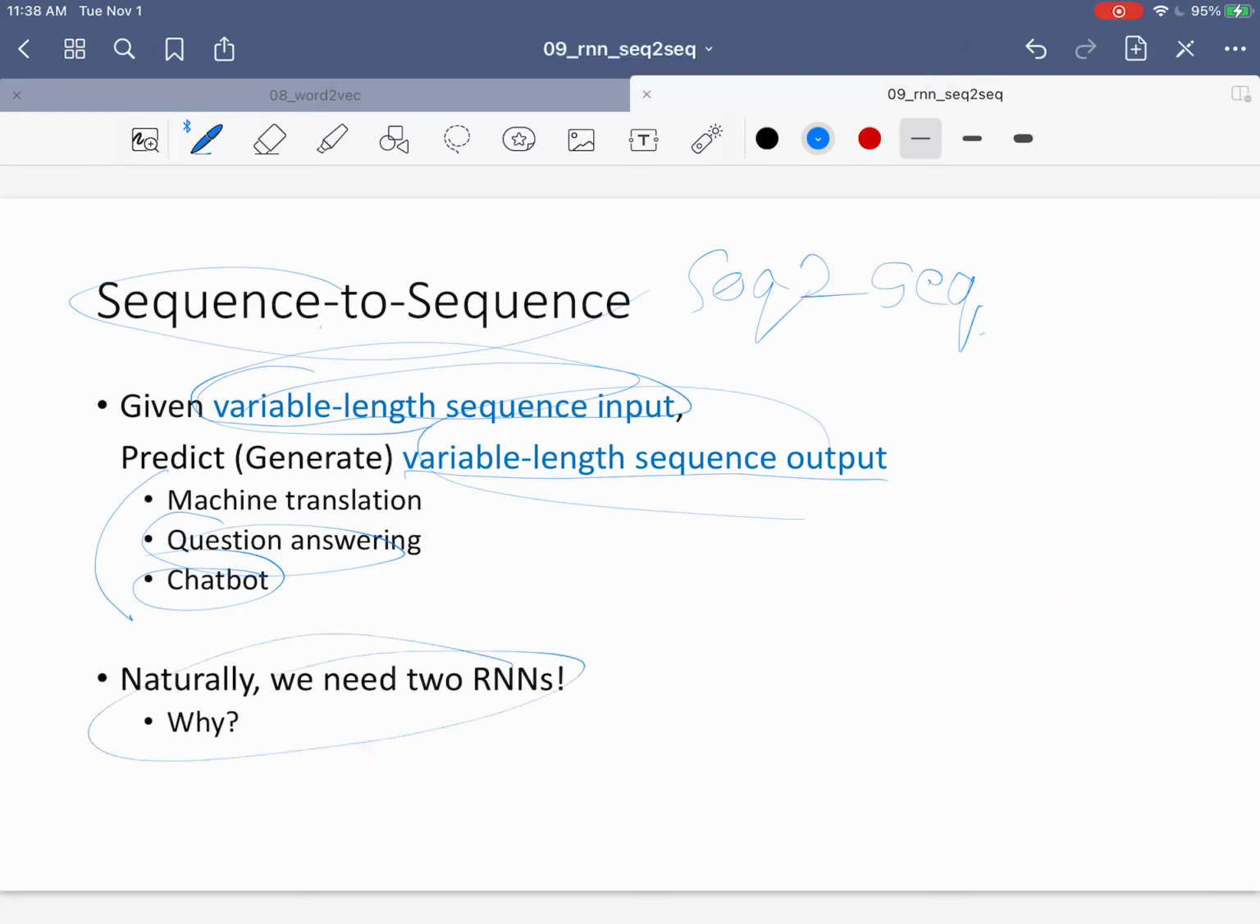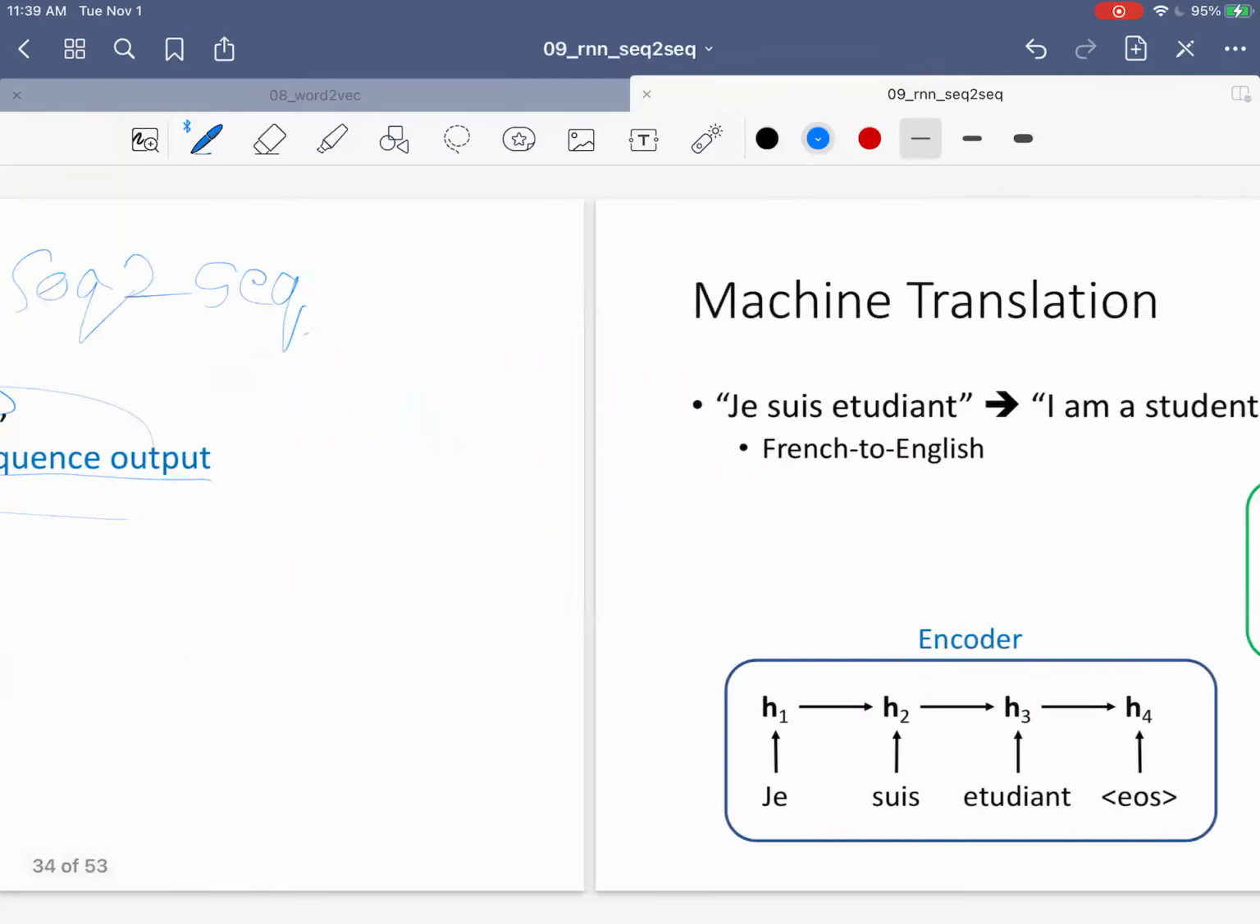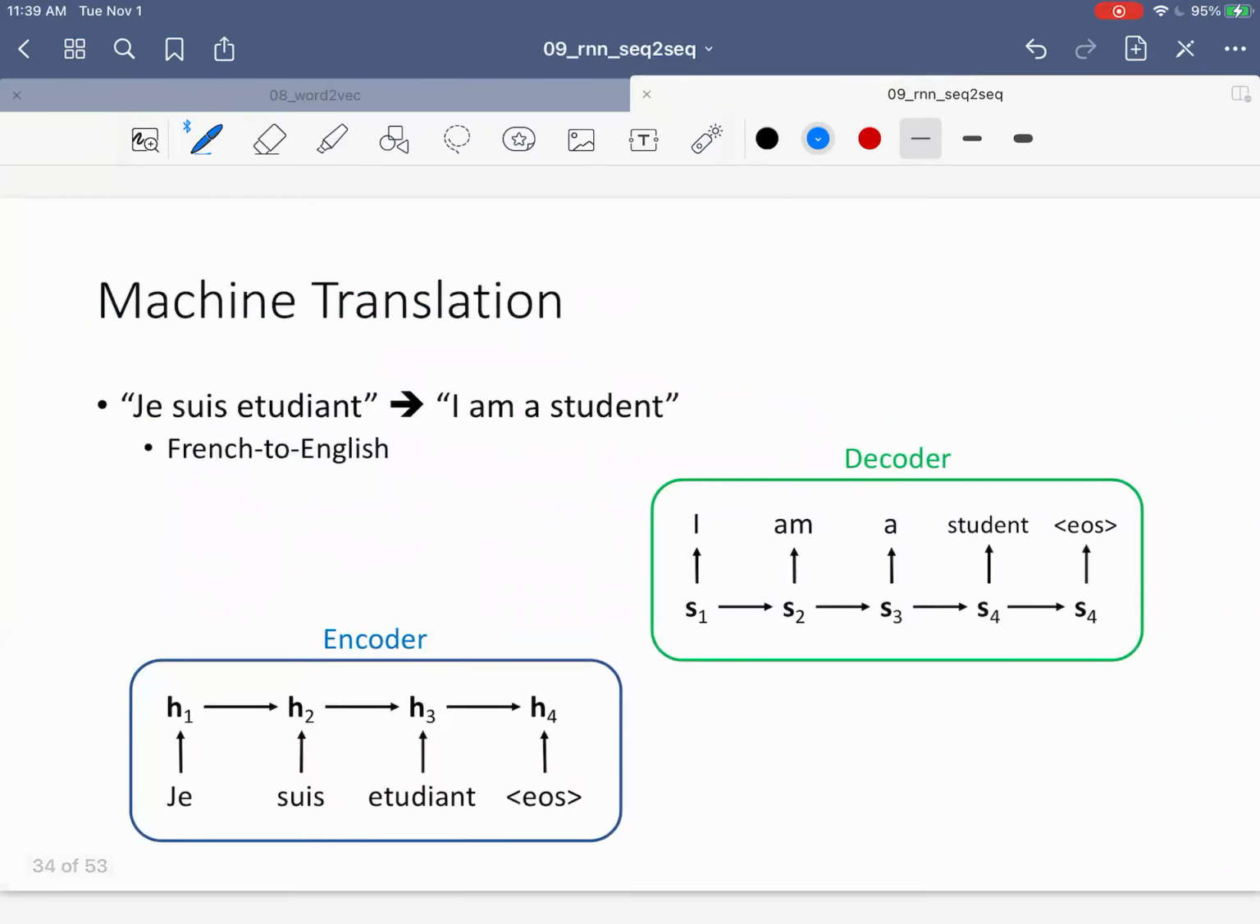Yeah, we need two RNNs. I hope I don't need to explain why. This is a French to English translation. So "Je suis étudiant" is French for "I am a student." You have an encoder which accepts a French sentence, and a decoder which generates, or spits out, the corresponding English sentence, right?